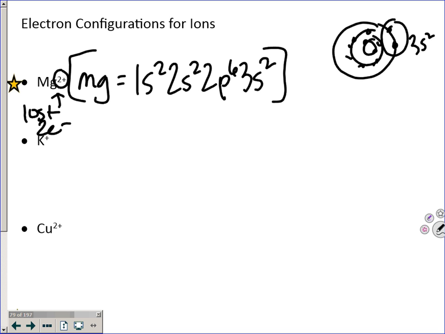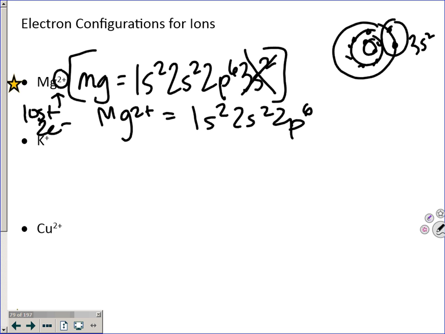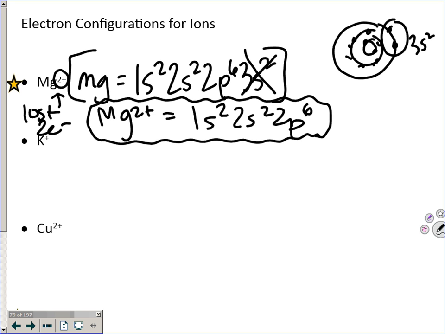How would this change if it were our magnesium ion? Those would be gone, right? 1s2, 2s2, 2p6. And so I'm scratching those out. I've lost those 2 electrons. Who do I look like? Neon, right? Yes. Okay, so I am not neon. I look like the electron configuration of neon.